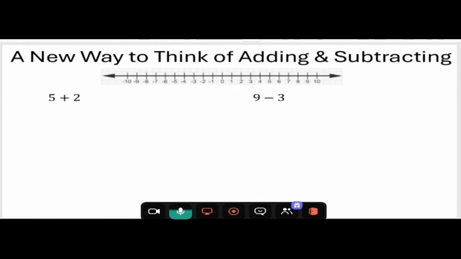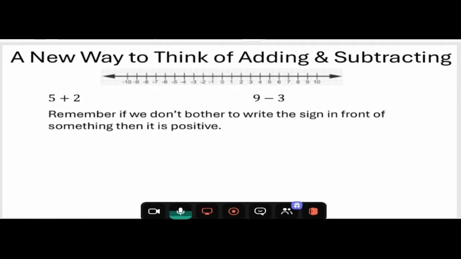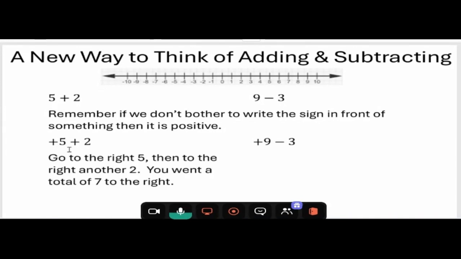So we have 5 plus 2. What we want to really think about is the fact that that 5, even though we're too lazy to write it down, actually has a plus sign in front of it. And that 9, even though we're too lazy to write it down, actually has a plus sign in front of it. So this says go 5 to the right, plus 5, and then another 2 to the right. And so we went a total of 7. So the answer is positive 7, and of course we can just write 7.